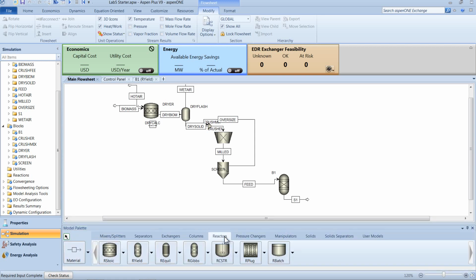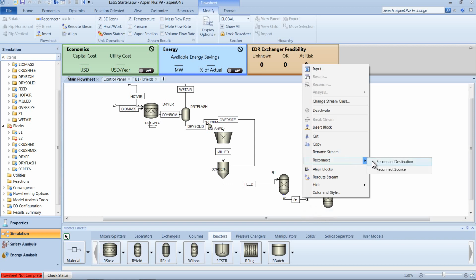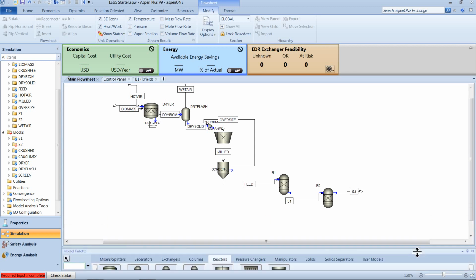we'll try to use one of the RGibbs reactors here. There. And then just reconnect that. Connect up there. Right, so if you're wondering why we're using an RGibbs here, it's a different approach to converting non-conventional to conventional. So in the previous video, we've seen a direct conversion of a non-conventional material to conventional materials just by specifying the yield.